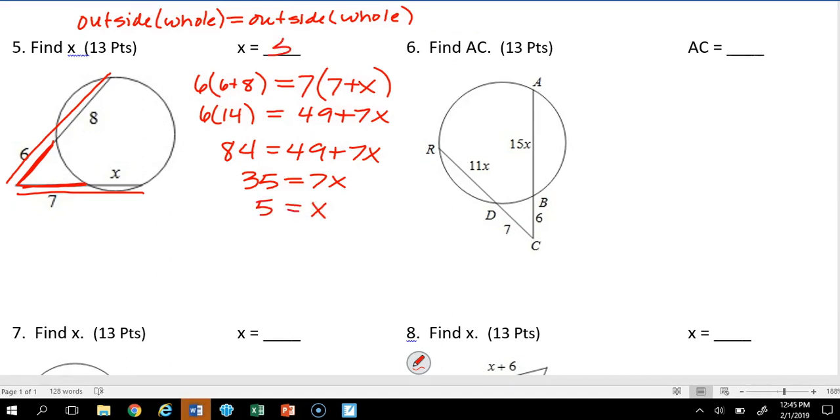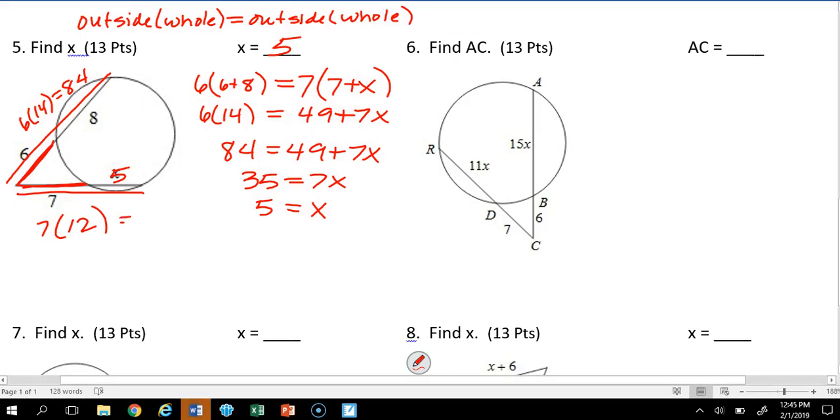So that's our answer. Now, what we want to do to make sure that this answer is correct is plug it back in. So we know up here we had that 6 times 14 was 84. So down here we're going to see what is 7. And this is now our 5, right? 7 times 12. And 7 times 12 is also 84. So again, we can check these problems to see if they're correct.